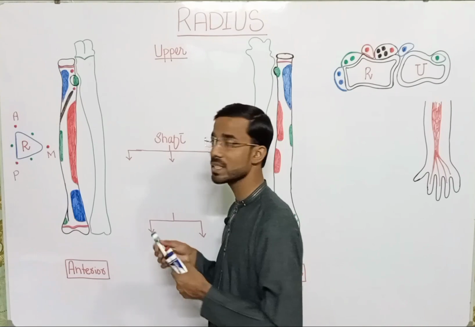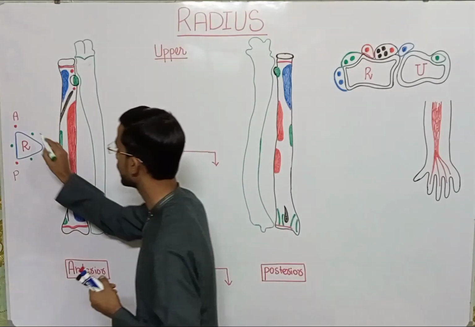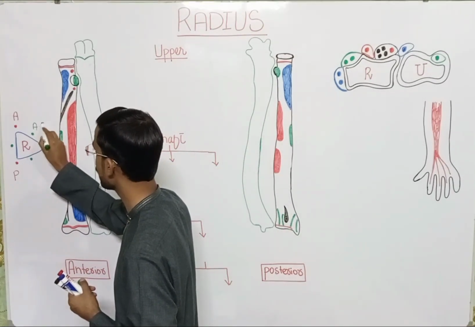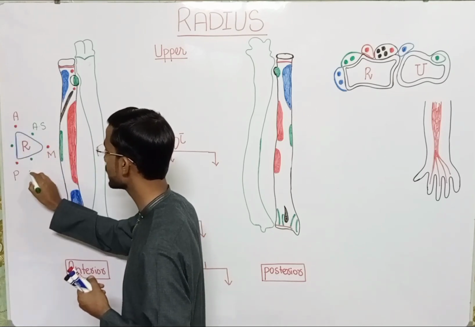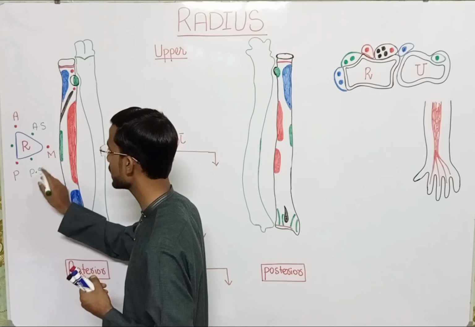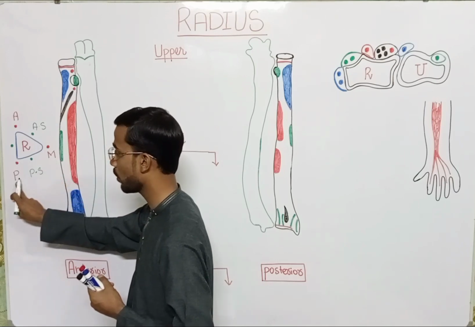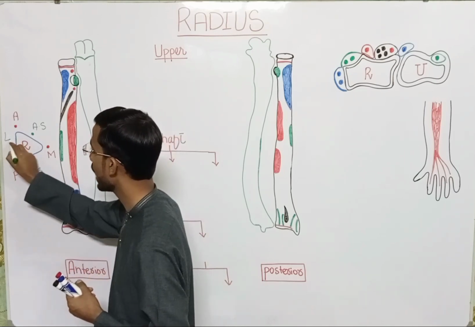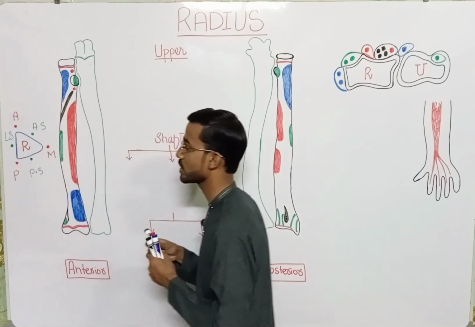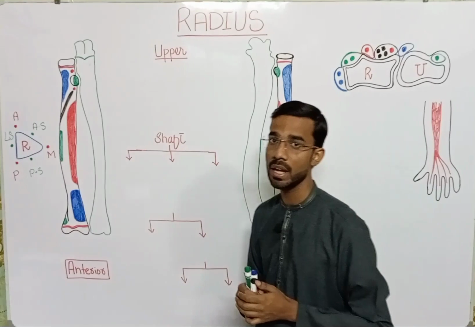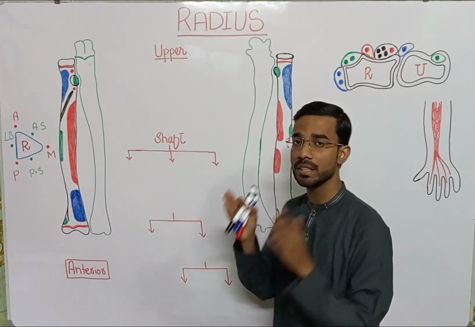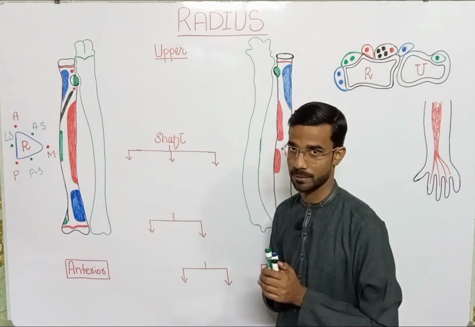And if we see the surfaces, this is the anterior surface, that is between the medial and the anterior border, and here is the posterior surface, that is between the medial and the posterior border, and last is the lateral surface. This is actually present between the anterior and the posterior border of the radius. So these are basically the three borders and the three surfaces.